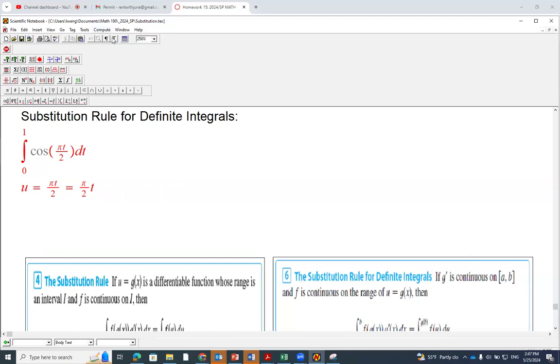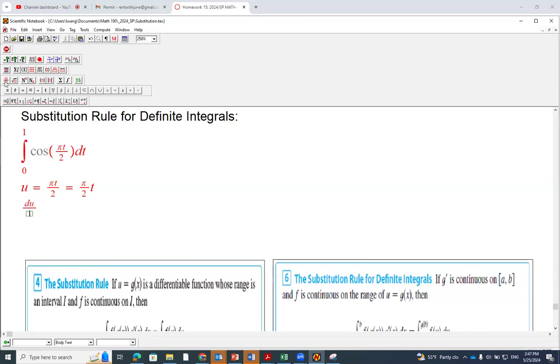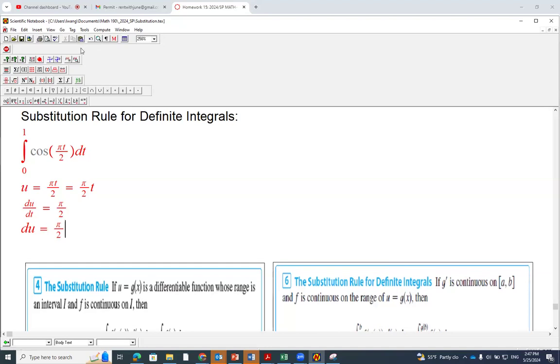And then what is du? The derivative of u with respect to t, taking the derivative of u on both sides, gives us pi over 2. Now we multiply dt on both sides, so we have du equals pi over 2 multiplied by dt. So dt and du have such a relationship that we can use.